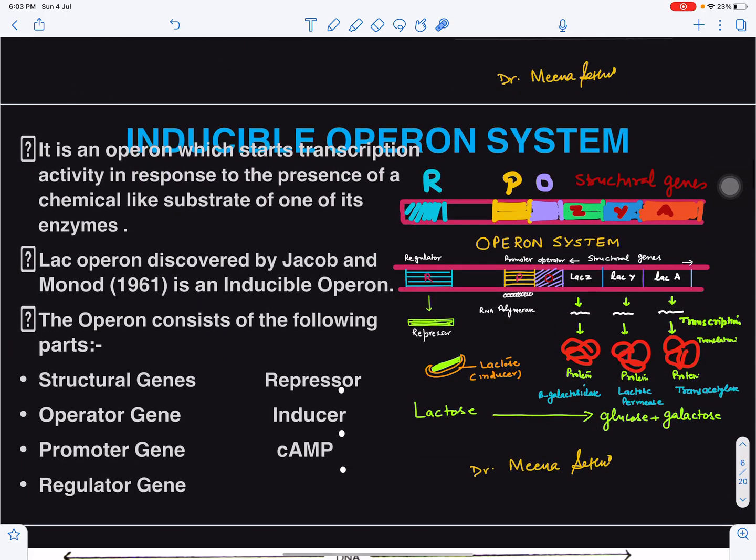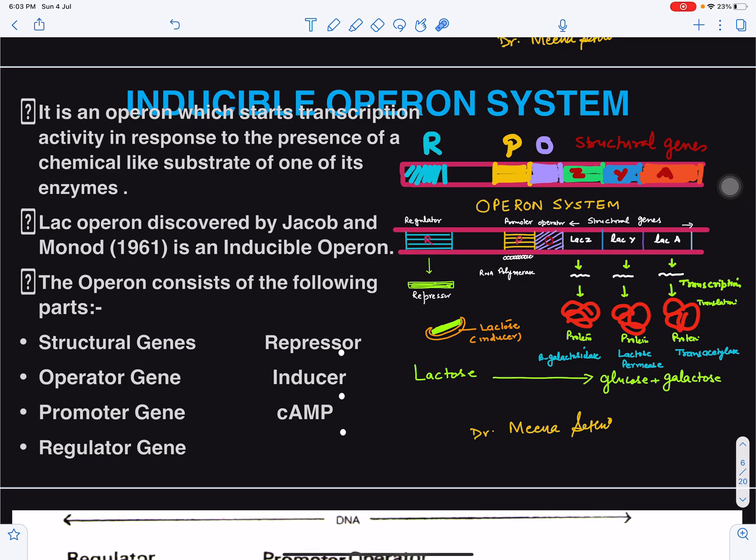First we'll discuss the inducible operon system. Now, Jacob and Monod were studying metabolism of Escherichia coli in the presence of lactose. Like if bacteria are growing and during its culture, lactose is added into the culture medium. Now, how is this lactose being utilized by the bacteria? This they studied. Here we can see again the regulator gene, promoter, operator, and these are the structural genes, Z, Y, and A.